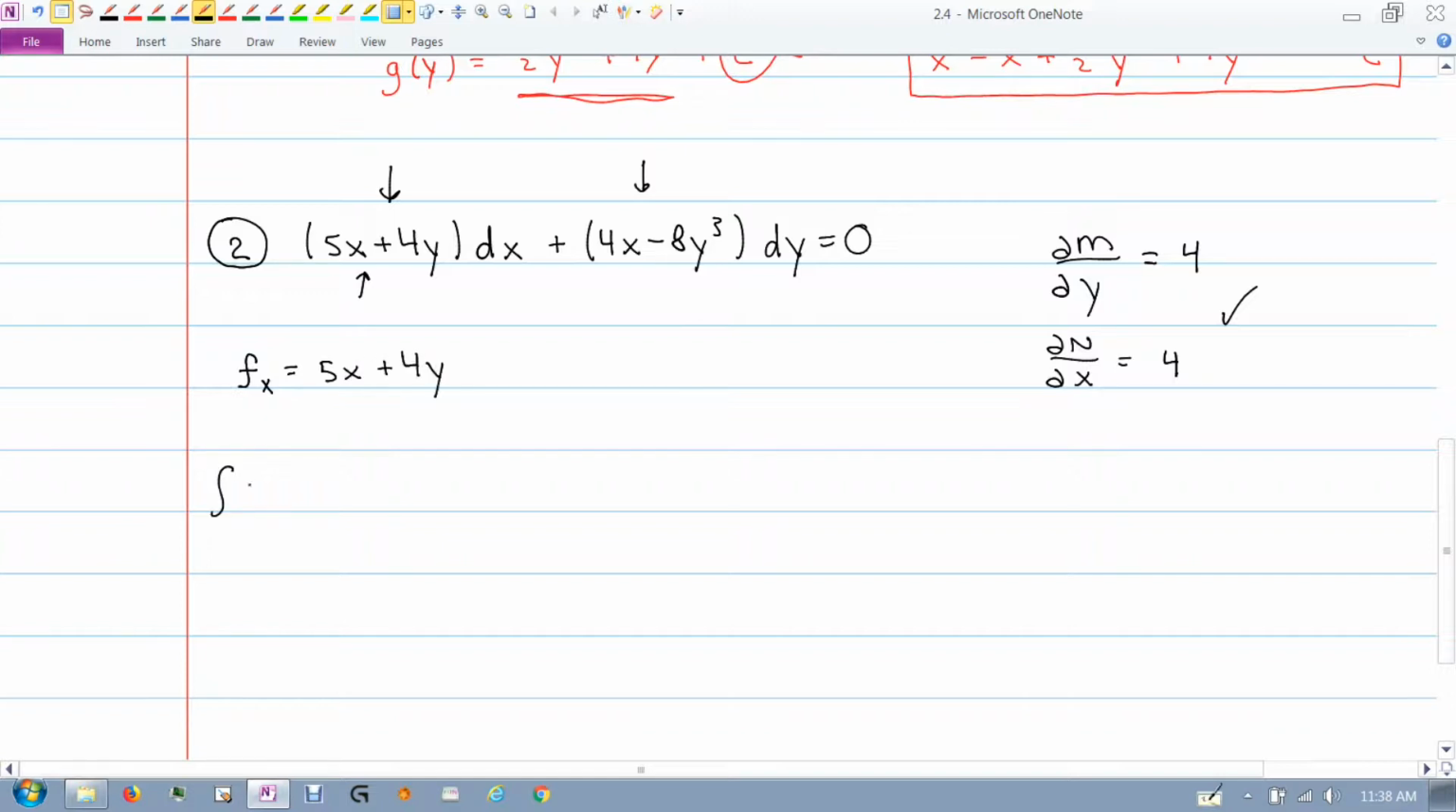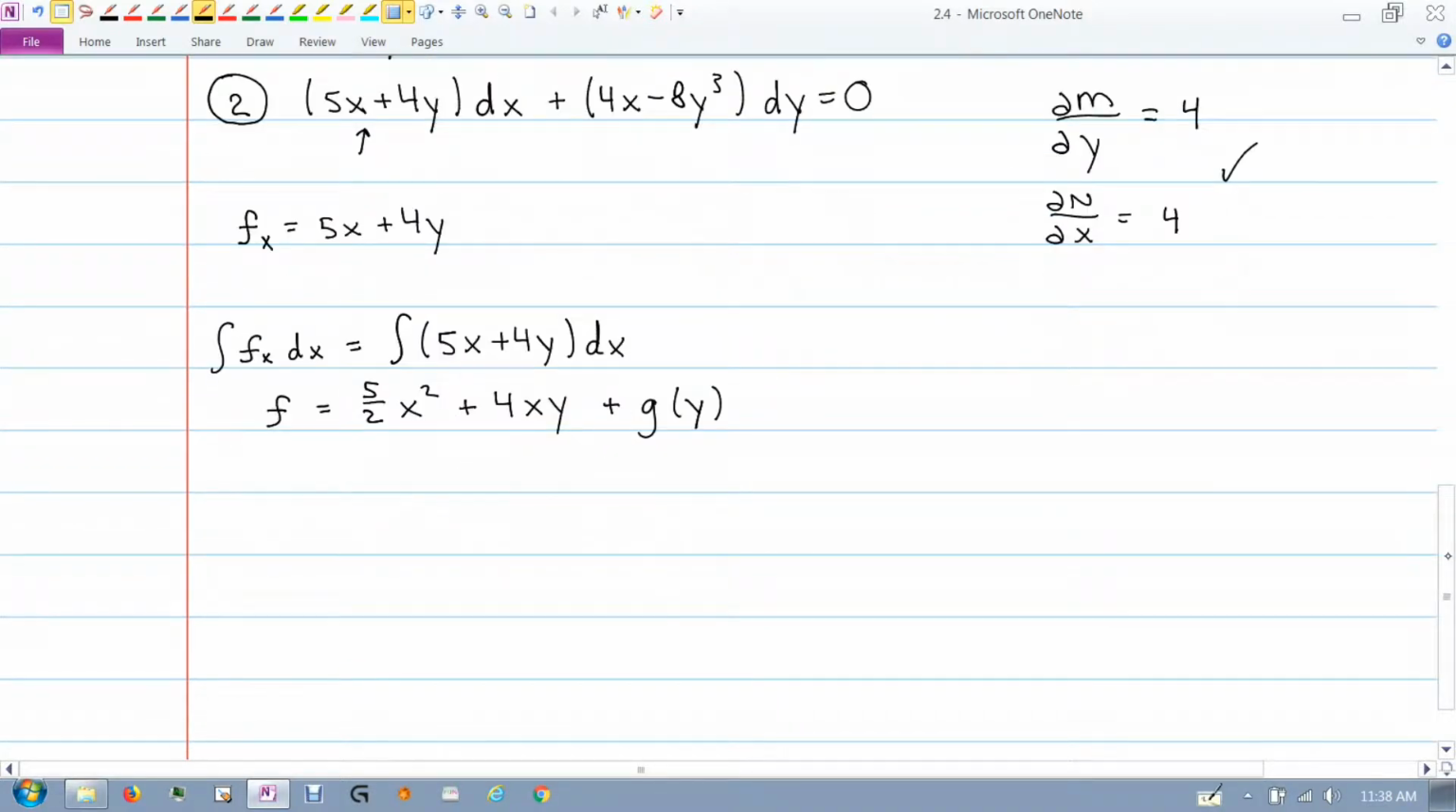Now I integrate this with respect to x. So that means we're treating y like a constant. So the left side's f, the right hand side is 5 halves x squared plus, 4y is a constant, so the antiderivative of a constant is the constant times x. So I'm going to put 4xy. And then plus, we could possibly have some function of y, just like we had in the last problem.